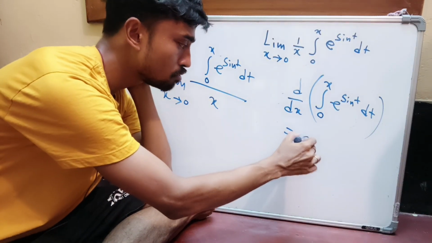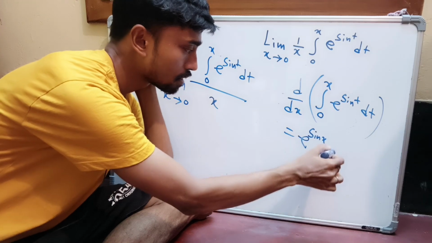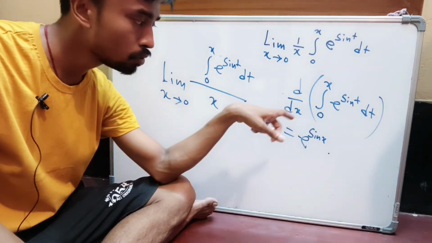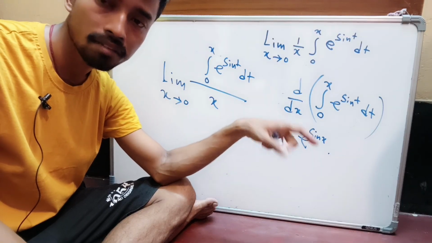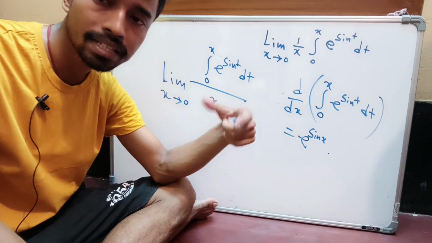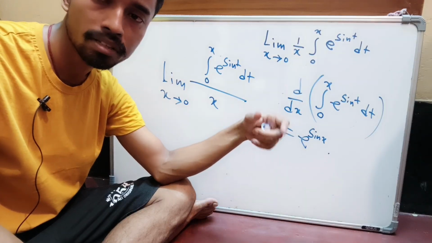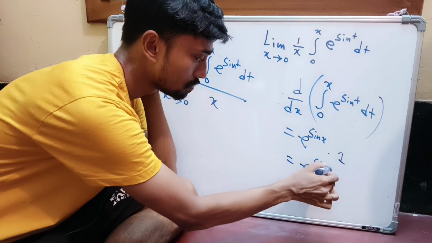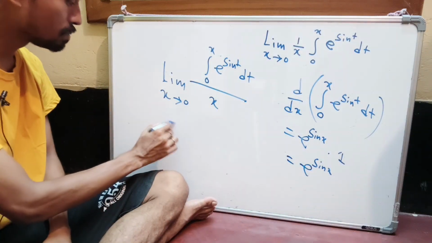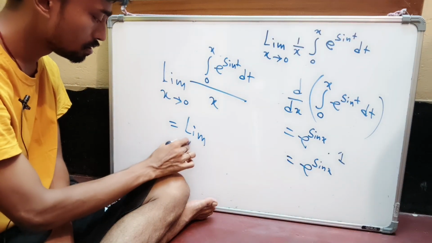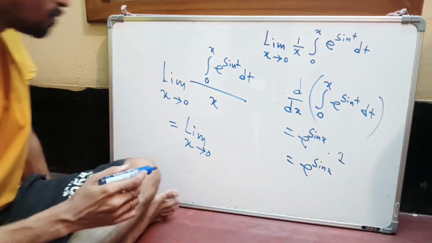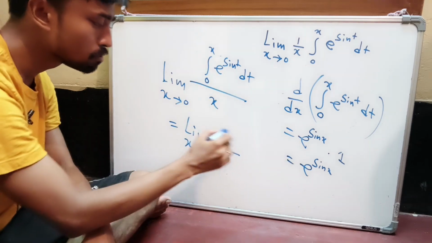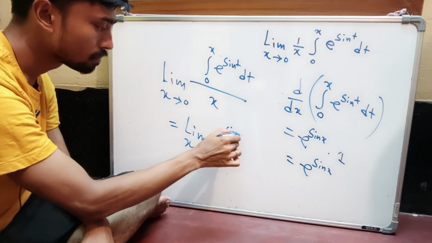It will be e to the power sine x into, so if the integrand is f of t, this becomes f of x. Then we have to take the derivative of the upper limit, which is x, so dx by dx means 1, into 1. This means the derivative is e to the power sine x. So this limit becomes the limit as x tends to 0 of e to the power sine x in the upper part, and the lower part is 1.